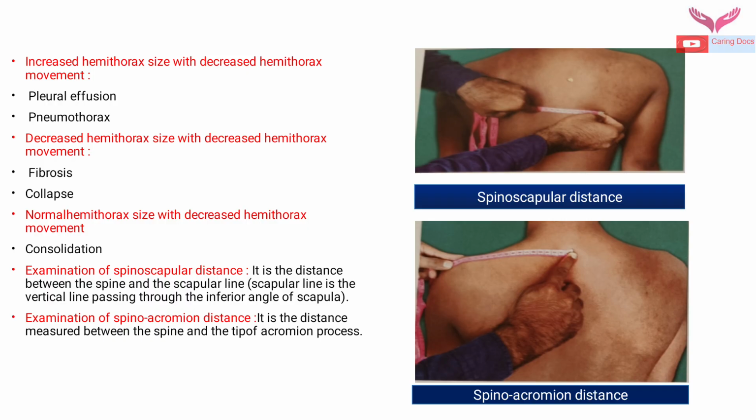And examination of the spino-scapular distance, it is the distance between the spine and the scapular line. The scapular line is the vertical line passing through the inferior angle of the scapula. So the distance between the spine and the scapular line is the spino-scapular distance. Then we examine the spino-acromial distance. It is the distance measured between the spine and the tip of the acromion process as shown in the figure.